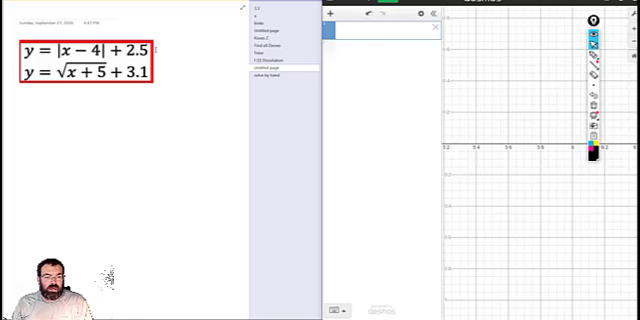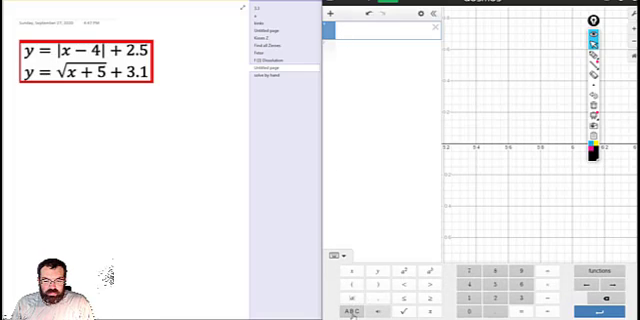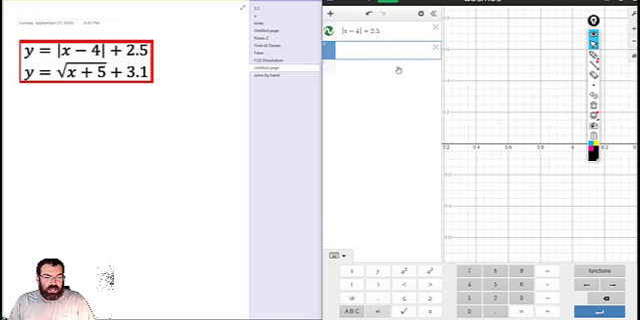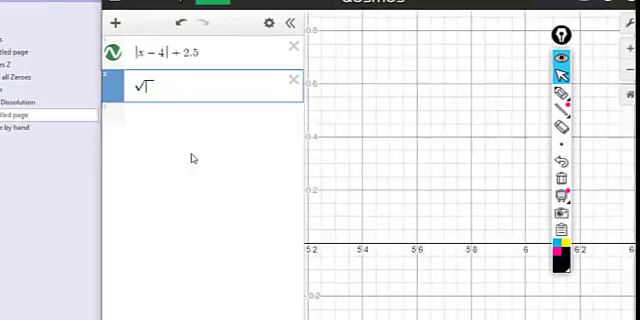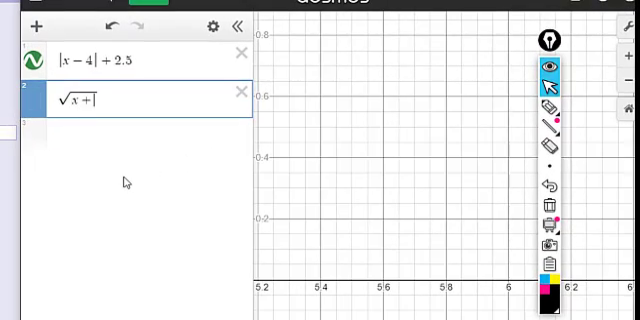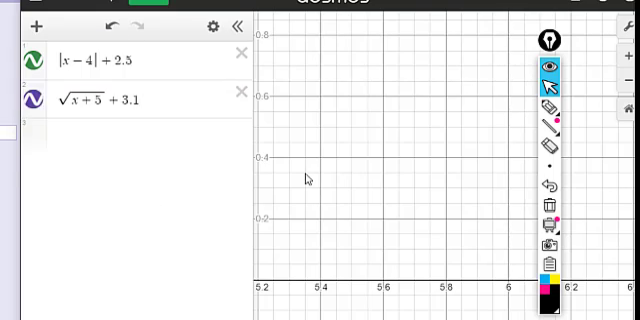Okay, coming back here. I want to type these in to make sure you get the hang of typing these in. So this is the absolute value of x minus 4. I'm going to go down, hit the keypad, hit the button above the ABC. Then I get x minus 4. I'm going to scroll out of that and then get plus 2.5. I'm going to hit enter, go to the next line. Now the square root button is already there. The square root of x plus 5, and then plus 3.1.